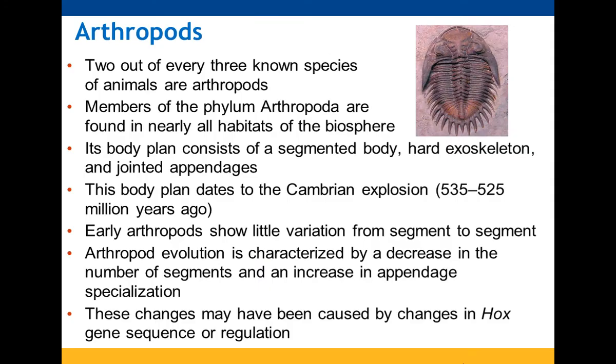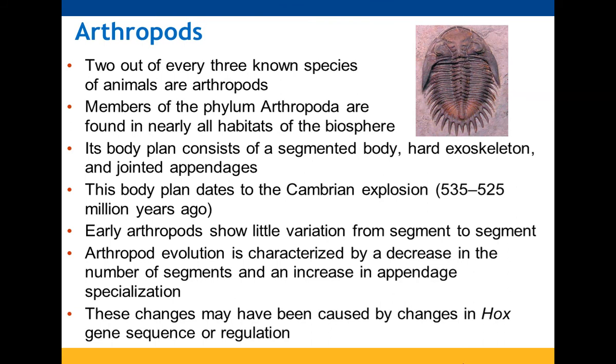Yay, fun. Arthropods. 2 out of every 3 known species of animals are arthropods. They are found in all habitats of the biosphere. They have a body plan with a segmented body, a hard exoskeleton, and jointed appendages. It goes back to the Cambrian explosion.